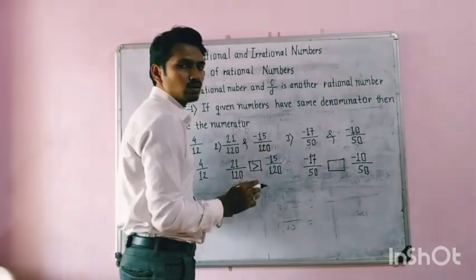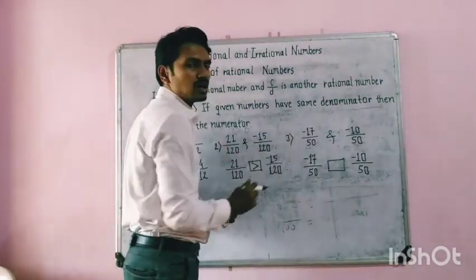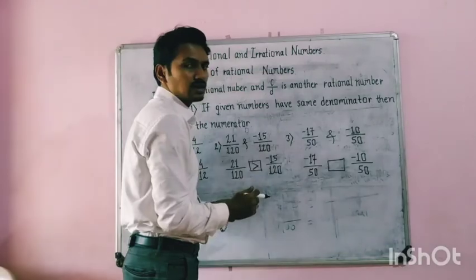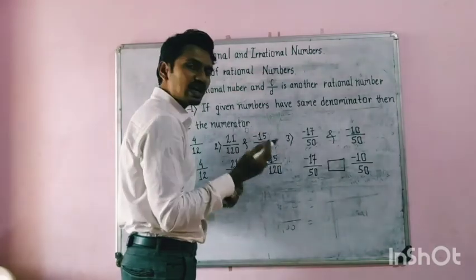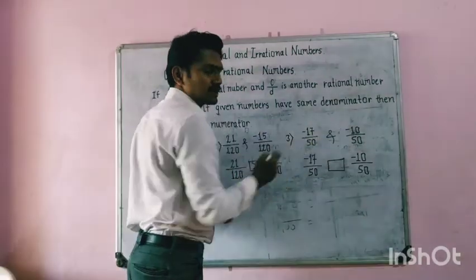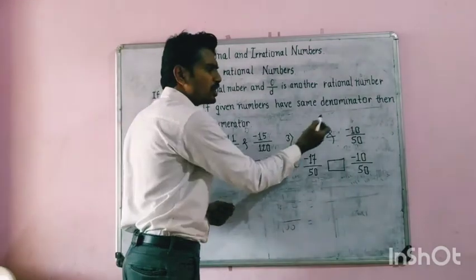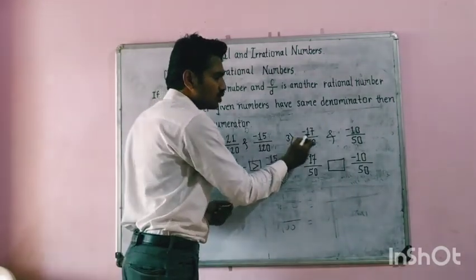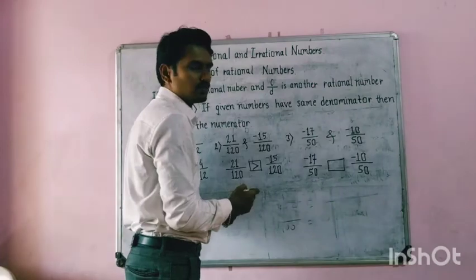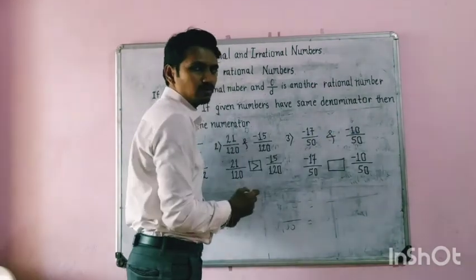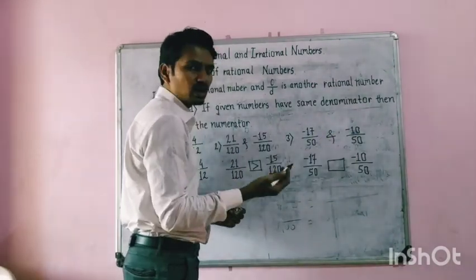Here also the denominator of these two rational numbers is the same. So we shall compare only the numerators. Let's compare the numerators. The first numerator is negative 17, the second numerator is negative 10. Then which will be the greater?